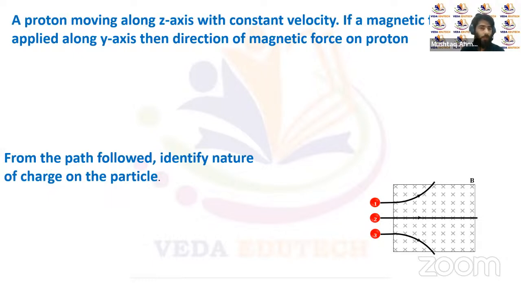The question is that a proton is moving along the z-axis with constant velocity. If a magnetic field is applied along the y-axis, then what is the direction of the magnetic force on the proton? Along the y-axis there can be two directions: it can be along the positive y-axis, or along the negative y-axis, right? Let's assume the magnetic field is along plus y-axis and the proton is moving along plus z-axis.